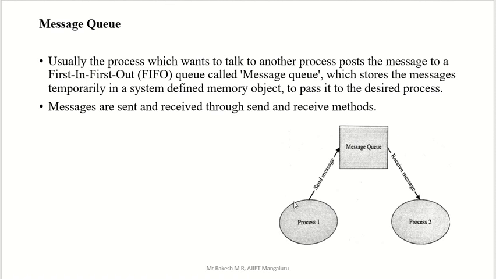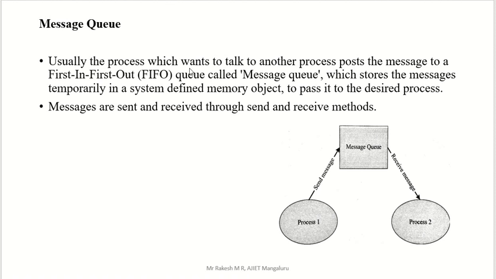Consider P1 wants to communicate with P2, or P1 wants to send some information to P2. P1 will send that information to the message queue. From the message queue, that information is sent to process 2. Sending and receiving we are not doing directly, just through the message queue. That is the concept of interprocess communication.